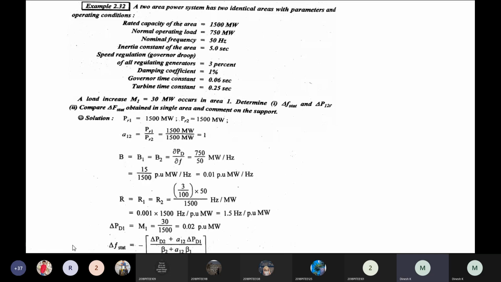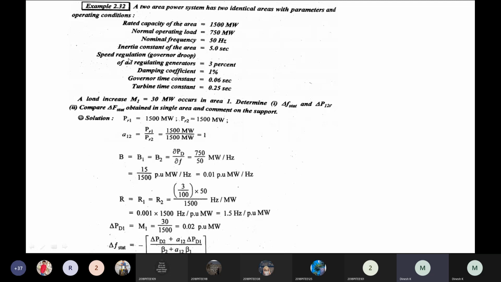So based on the derivation, we have numerical examples. A two-area power system has two identical areas with the parameters and operating conditions given below. Rated capacity of the area is 1500 megawatts. Normal operating load is 750 megawatts. Nominal frequency 50 hertz. Inertia constant of the area is 5 seconds.